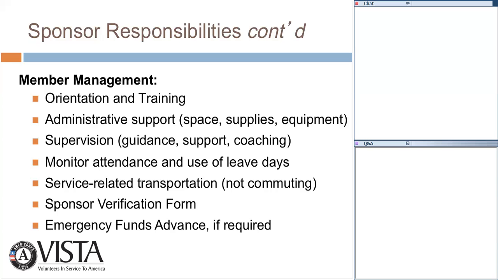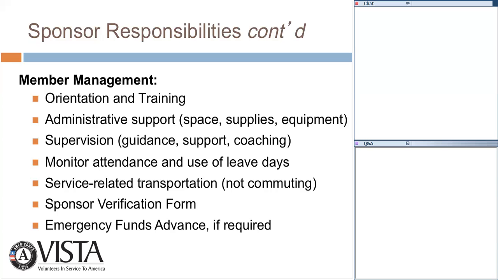Additionally, it's your responsibility as a sponsor to provide administrative support. And what we mean by administrative support is providing space and supplies and the appropriate equipment that a VISTA member needs to appropriately complete their assignment during their service term. And so you'll want to do an assessment of what is necessary for your VISTA member and make sure that that is available to them when they come to your service site to begin service, so they know how to access all of those administrative pieces that will help make them successful during their service term.